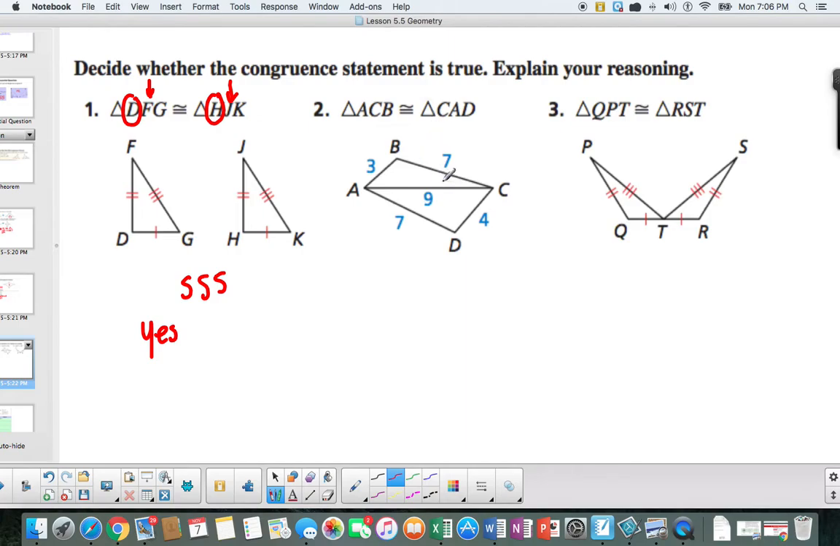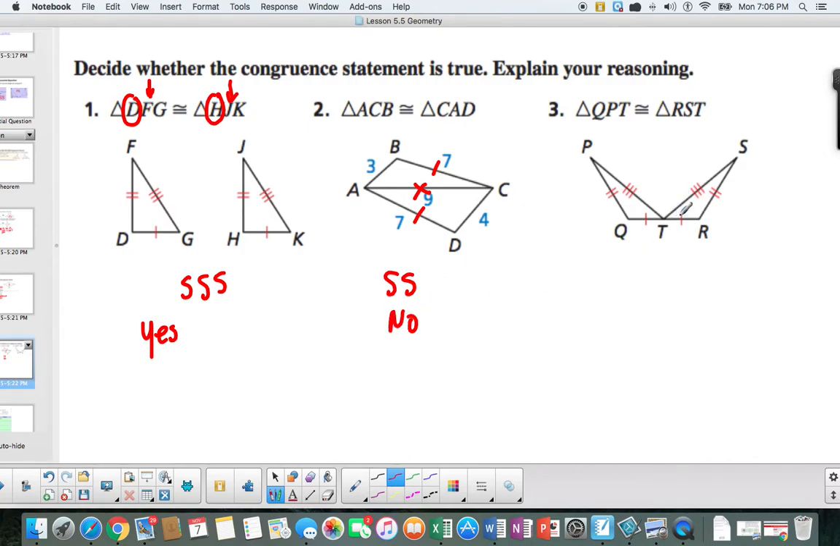Let's go ahead and take a look at this. We notice that I have a pair of sides that are reflexive, so I have an S. I have a pair of sides that have 7, and that's another S, but unfortunately this 3 and this 4 are not congruent, so the answer is no.